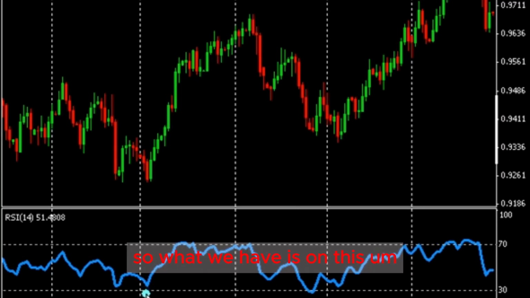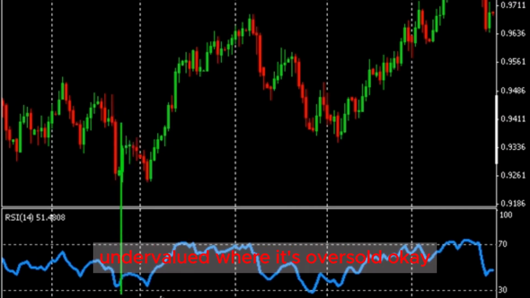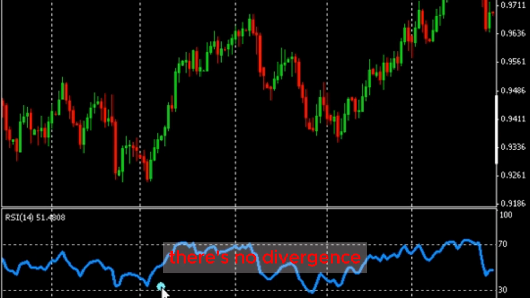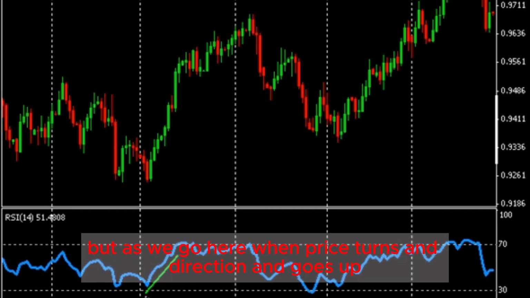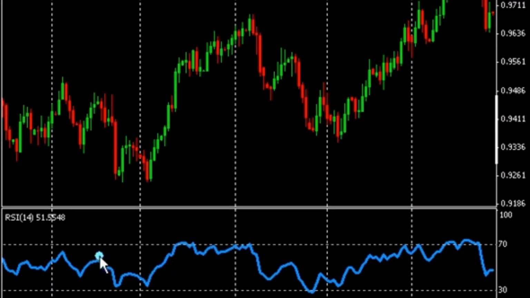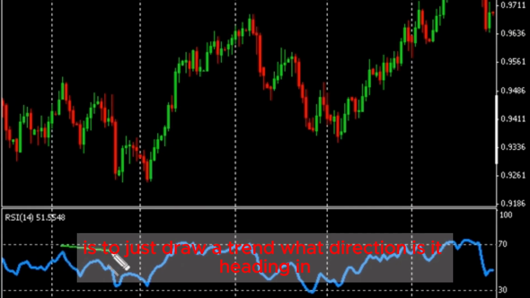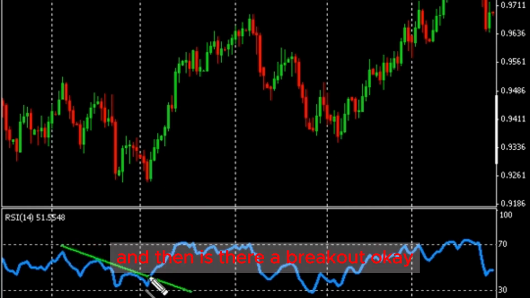On this currency pair, we have two areas where prices are relatively undervalued, where it's oversold, right there. If we look at it, there's slightly, maybe, but not really, no divergence. But as we go here, when price turns in direction and goes up, this is not divergence, what I'm about to show you. Another great way to use these oscillators is to just draw a trend. What direction is it heading in? And then is there a breakout?